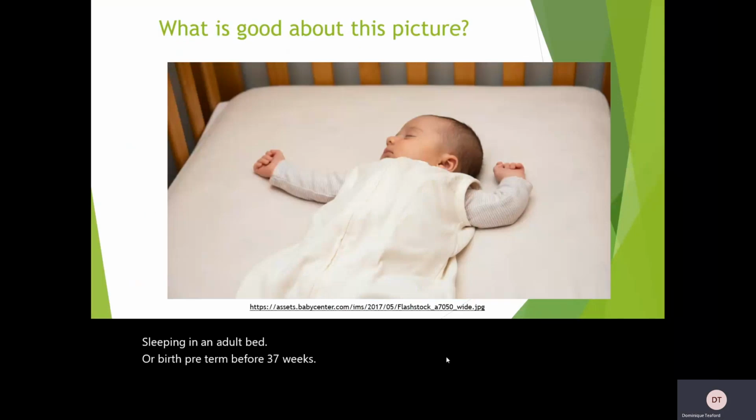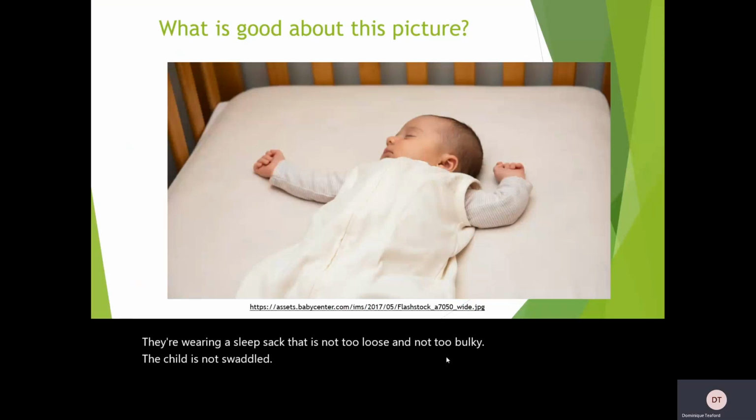What is good about this picture? Some observations you might notice. The tight-fitting crib sheet. The child is sleeping on a crib mattress. They are wearing a sleep sack that is not too loose and not too bulky. The child is not swaddled.